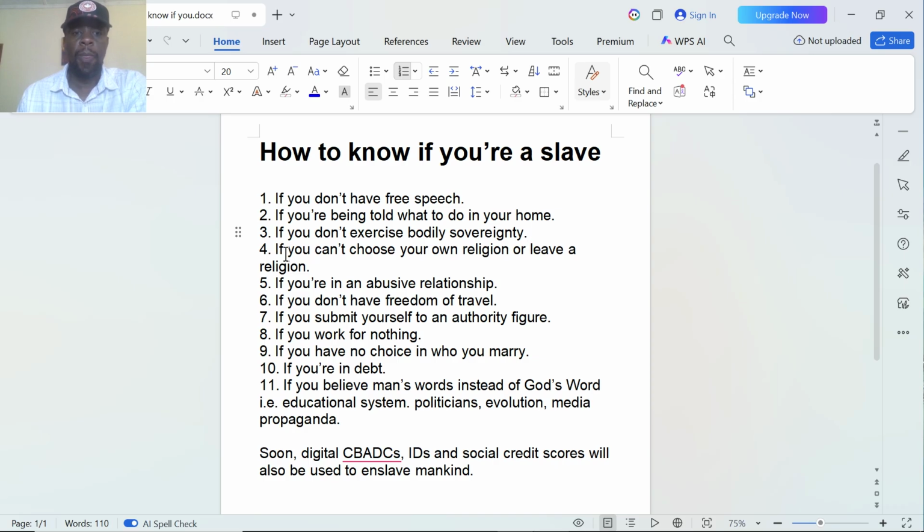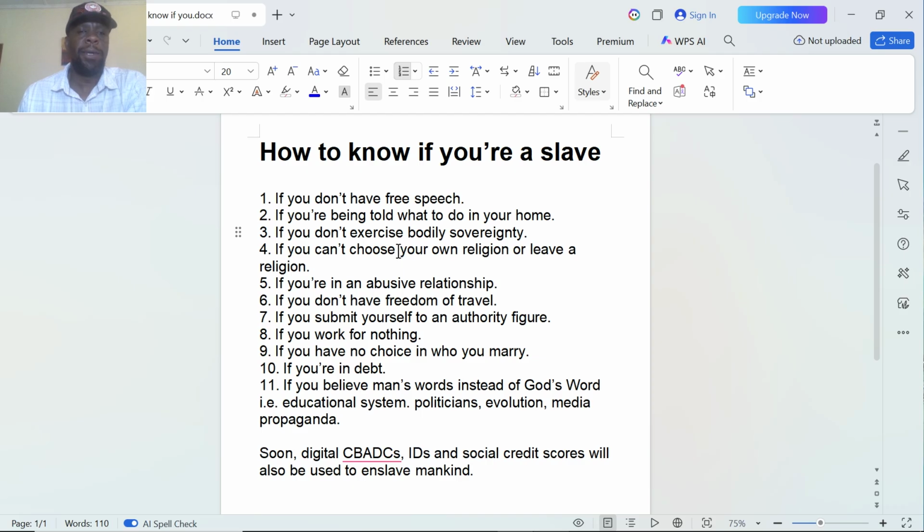So number 4, I think there are actually a lot of things I can say about point number 3, but let's just move on to number 4, so I don't take too much time. If you can't choose your own religion, or even leave a religion that you were born into, or a religion that you were introduced to by your parents, if you can't make those decisions, you are a slave. Okay.